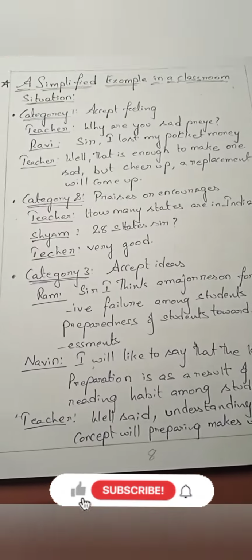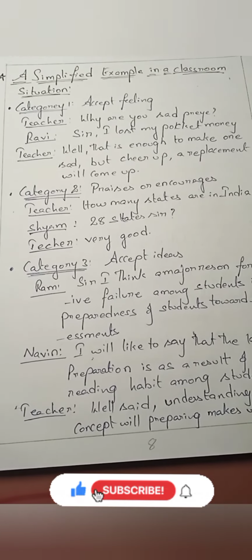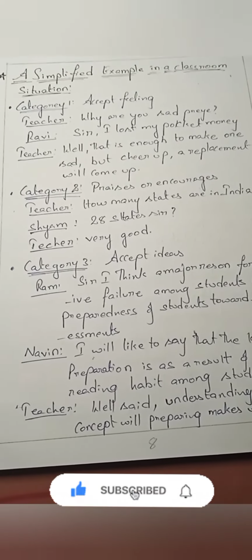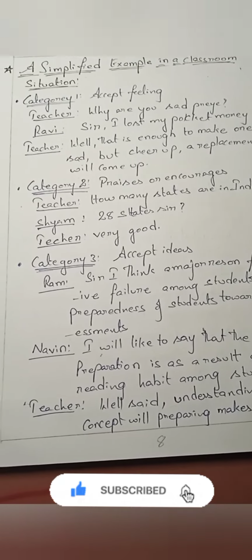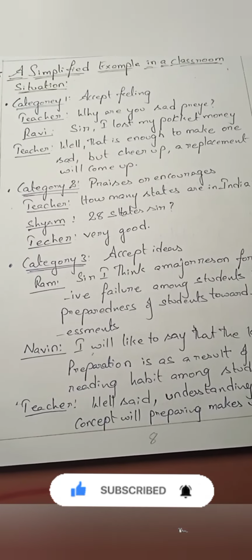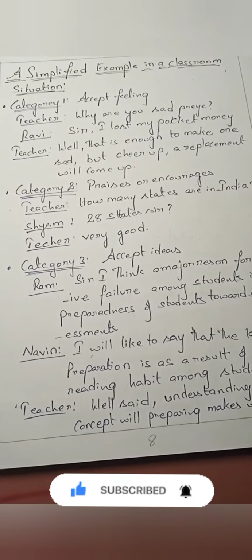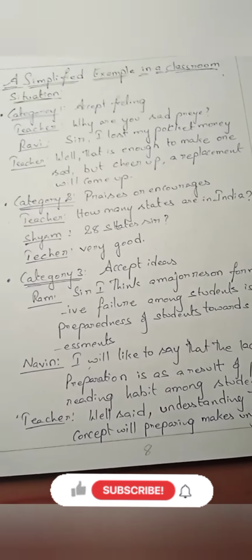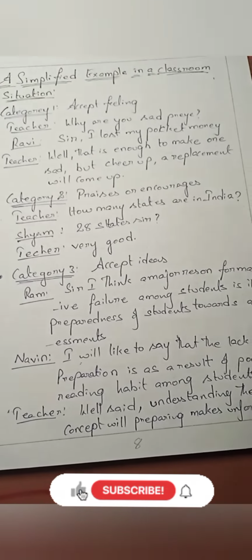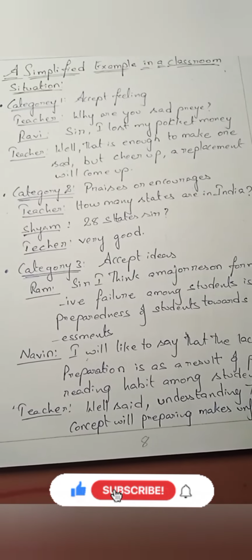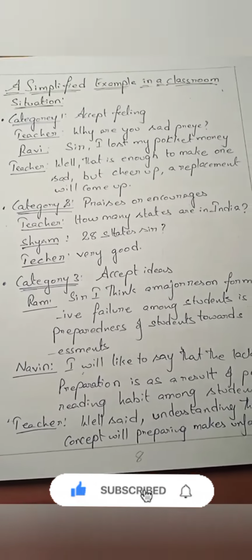Category 1, accepting feelings. Teacher: Why are you sad, Ravi? Ravi: Sir, I lost my pocket money. Teacher: Well, that is enough to make one sad, but cheer up, a replacement will come. Category 2, praises or encourages. Teacher: How many states are in India? Sham: 28 states, sir. Teacher: Very good.